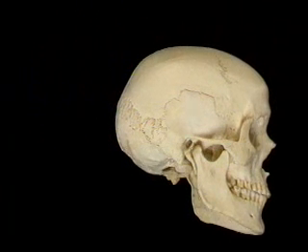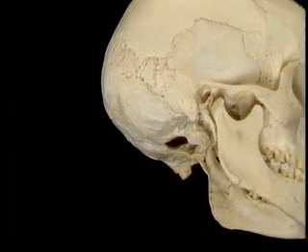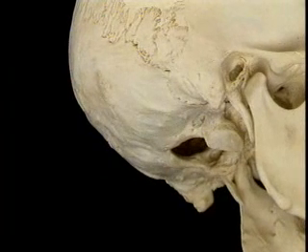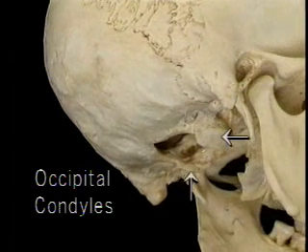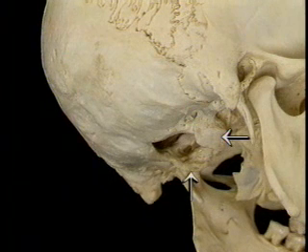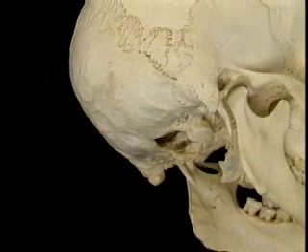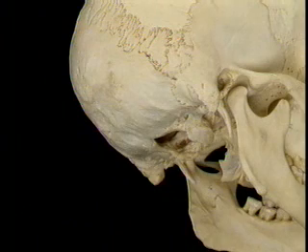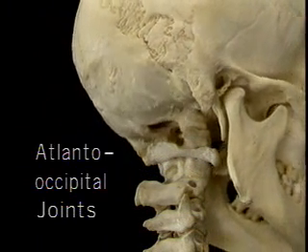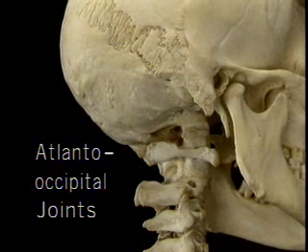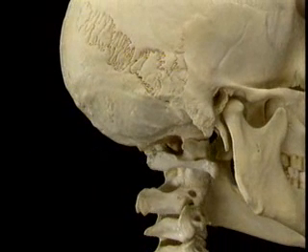Let's look at some more details in a skull that hasn't been colored. On each side of the anterior half of the foramen magnum are the two occipital condyles. The occipital condyles are the joint surfaces which articulate with the atlas vertebra to form the atlanto-occipital joints. We'll look at these joints in a minute.